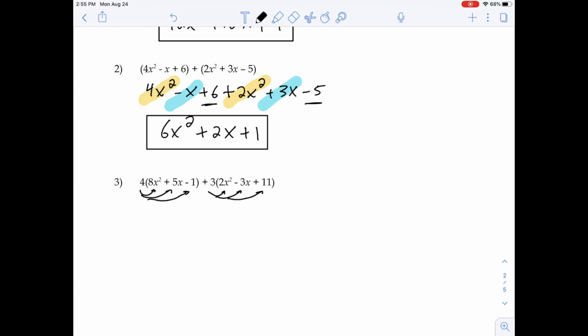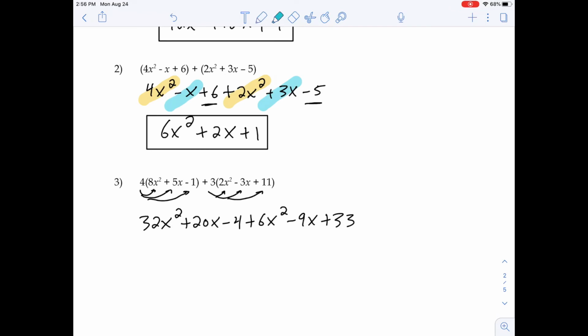So 4 times 8x squared is 32x squared. 4 times 5x is 20x. 4 times negative 1 is minus 4. And I have 3 times 2x squared, which is 6x squared. 3 times negative 3x, which is minus 9x. And then 3 times 11, which is positive 33.